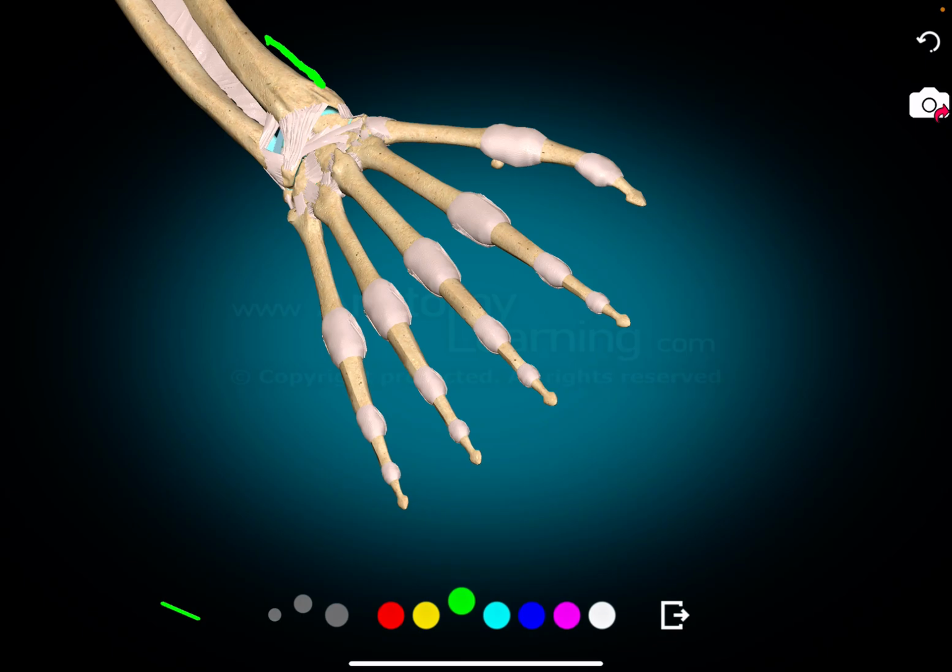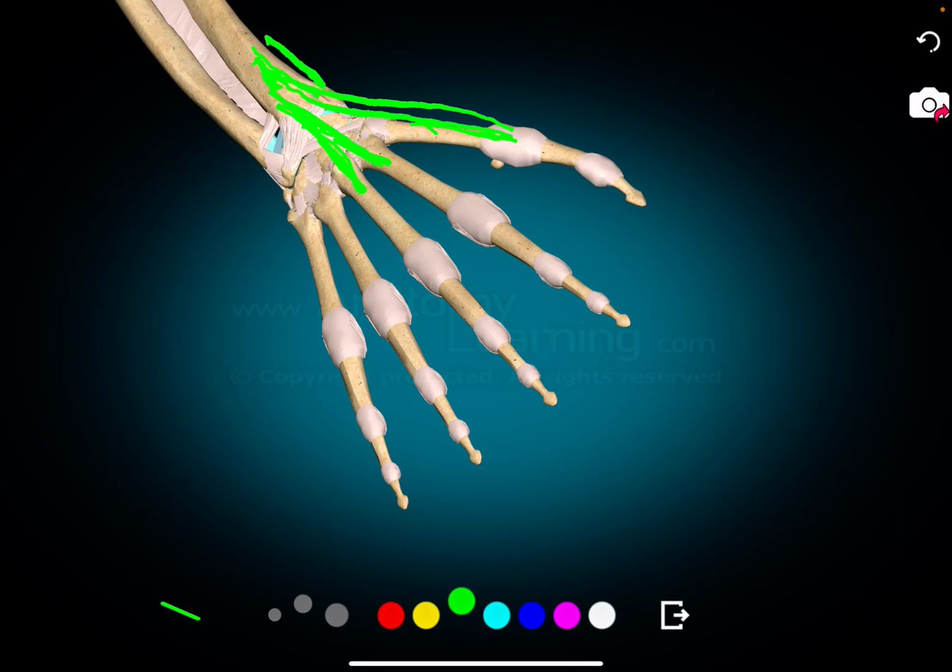Okay. Then you have the Lister's tubercle. This is the Lister's tubercle, this one, and two tendons pass like this: the abductor pollicis longus and the extensor pollicis brevis. Two tendons. Then you have again two tendons: the extensor carpi radialis longus and extensor carpi radialis brevis.